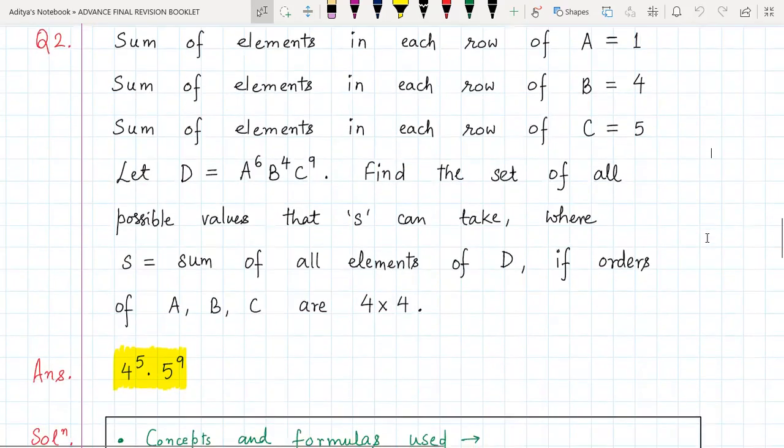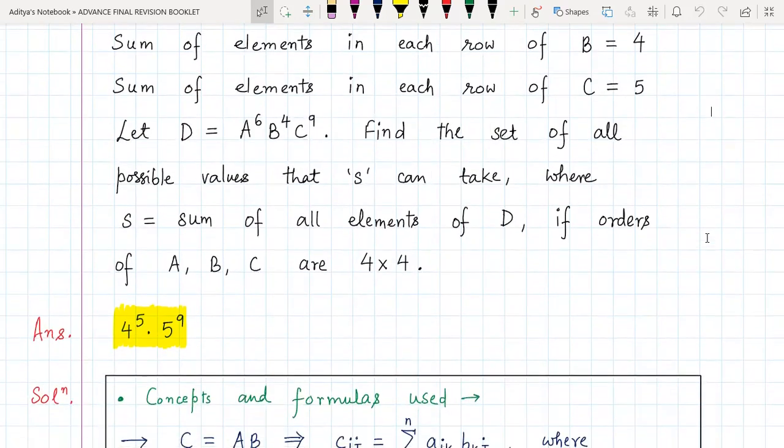Now the answer to this question would be 4^5 into 5^9. So this is the only value that S can take. So S is a constant, okay? And its value is equal to this.